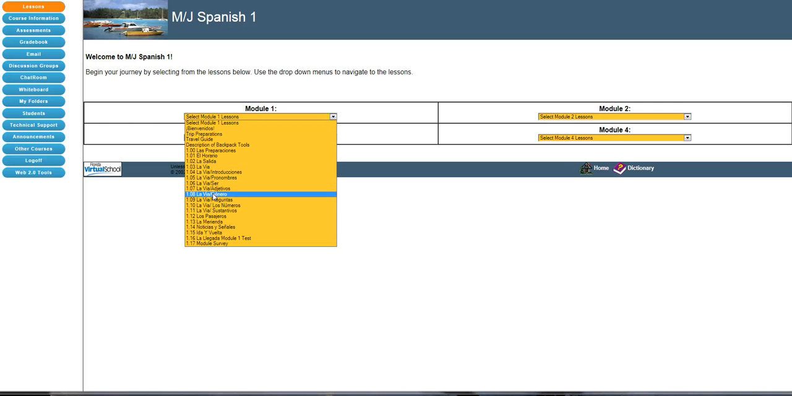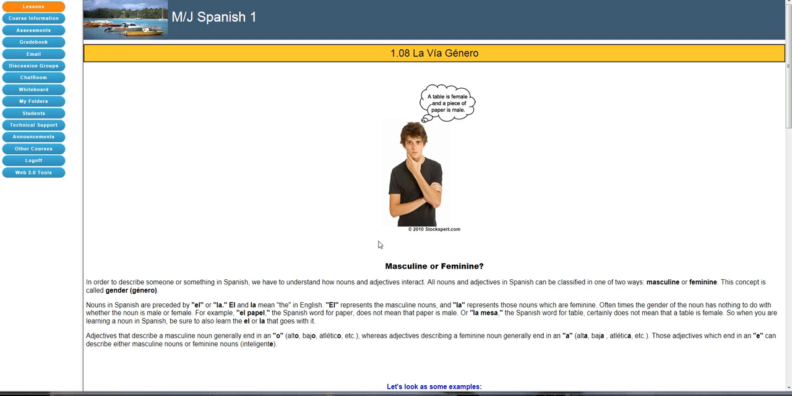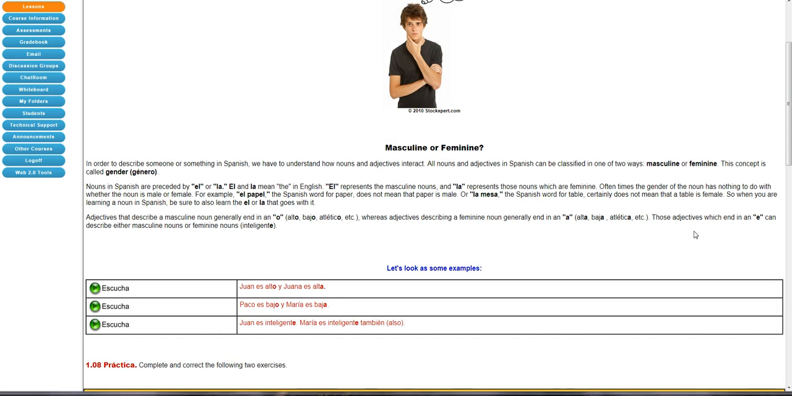Okay, in this lesson we're going to look at 1.08, and that is gender of nouns. In English, all nouns are just neuter or neutral. They don't have a gender. But in Spanish, everything, not just people, is either masculine or feminine.